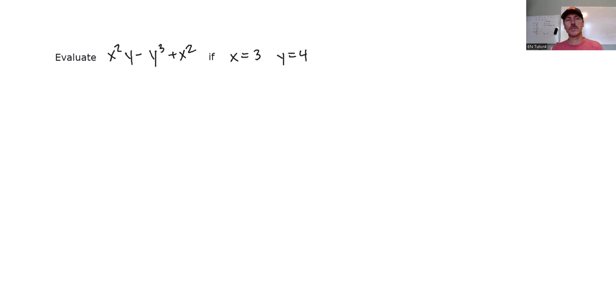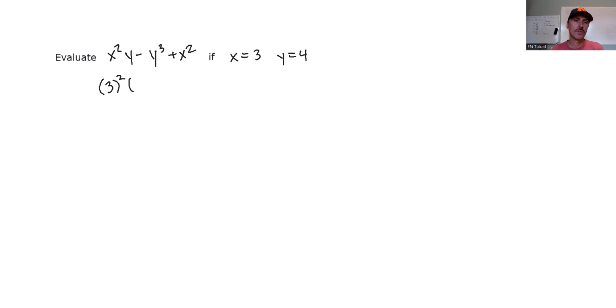Okay? All right, so let's do the first problem that says evaluate x squared times y minus y cubed plus x squared if we're told that x equals 3 and y equals 4. So everywhere we see x, we're going to plug in a 3. Everywhere we see y, we're going to plug in a 4. Instead of x squared here, we're going to have (3) squared. I like to put parentheses around the number so that we're clear that we're squaring the whole thing.